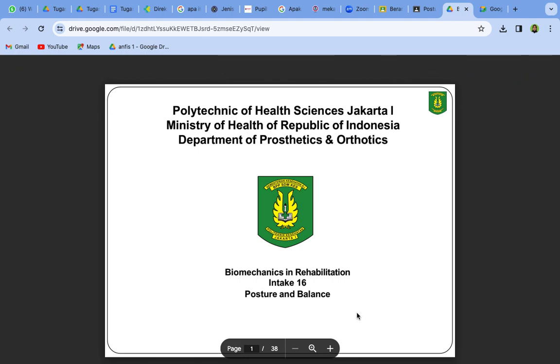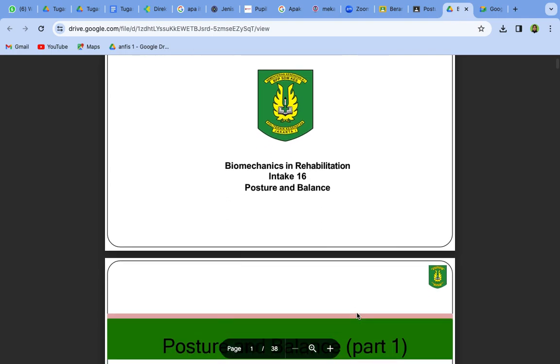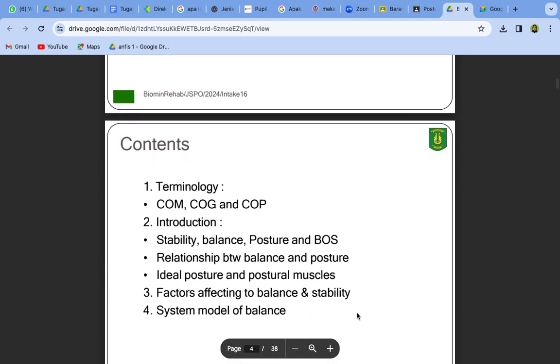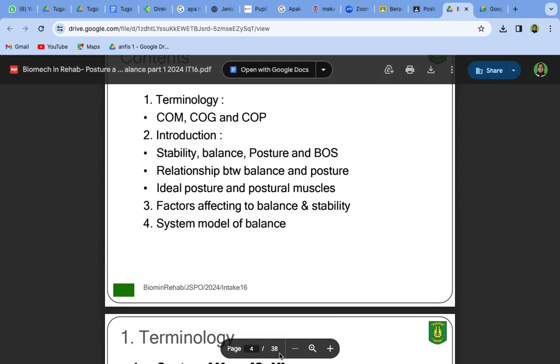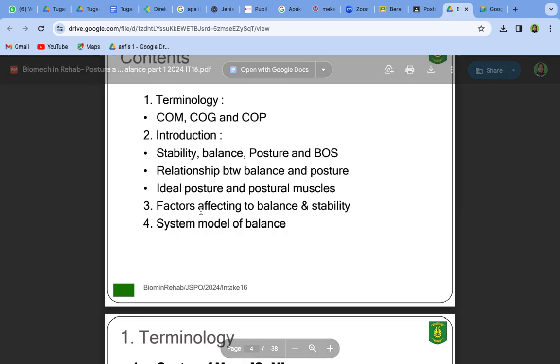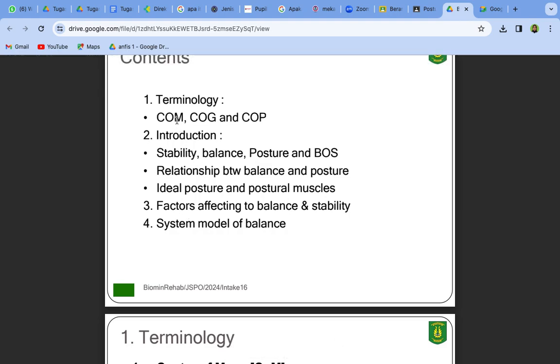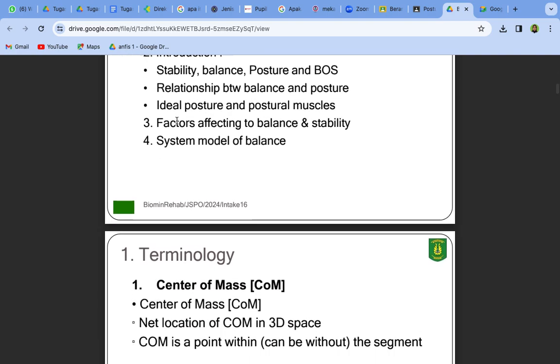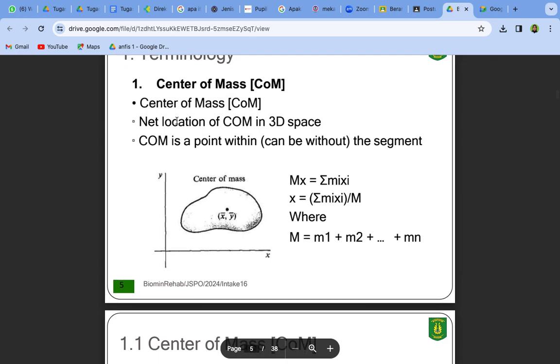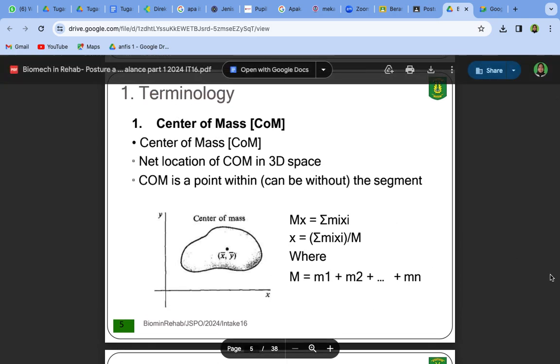I'm Azkia Rahmayanti from Politeknik Jakarta 1, prosthetic and orthotic major. Here we're going to talk and share about the terminology COM, COG, and COP. COM is center of mass, COG is center of gravity, and COP is center of pressure. The first one is center of mass, COM.